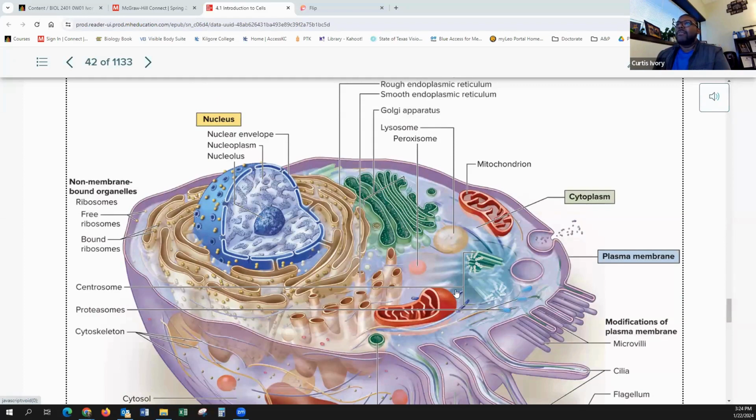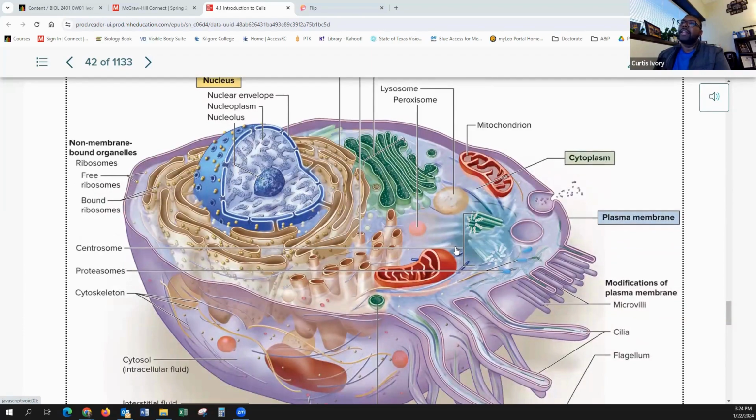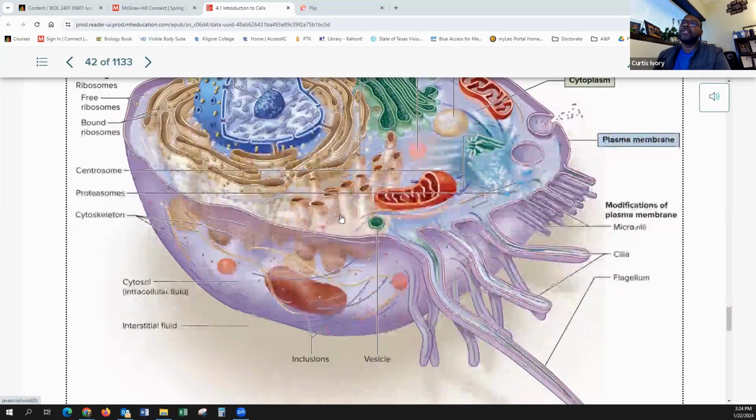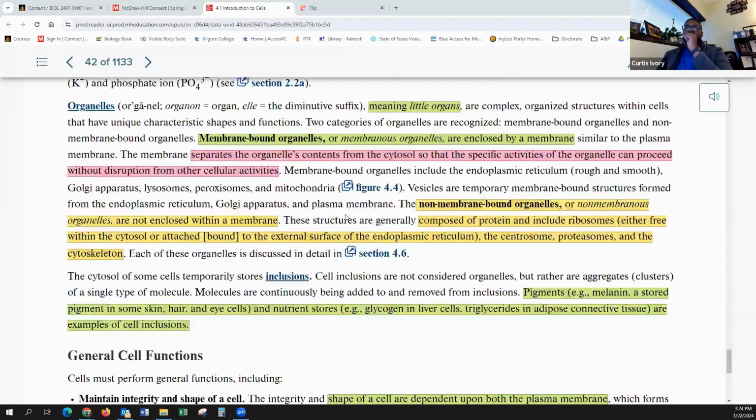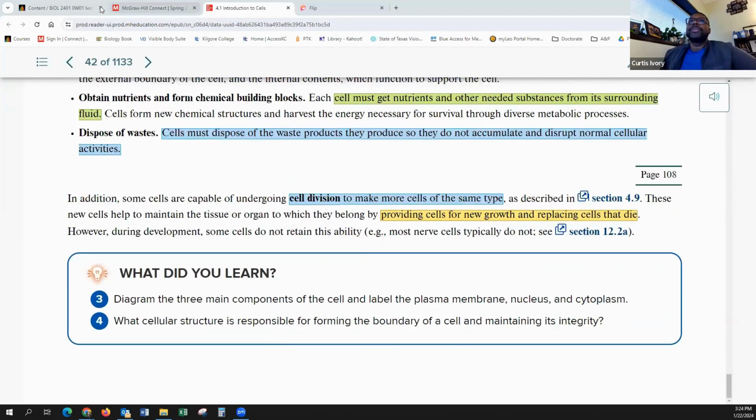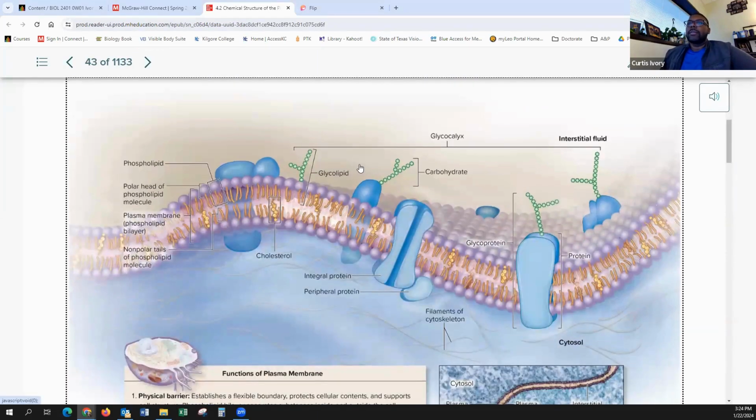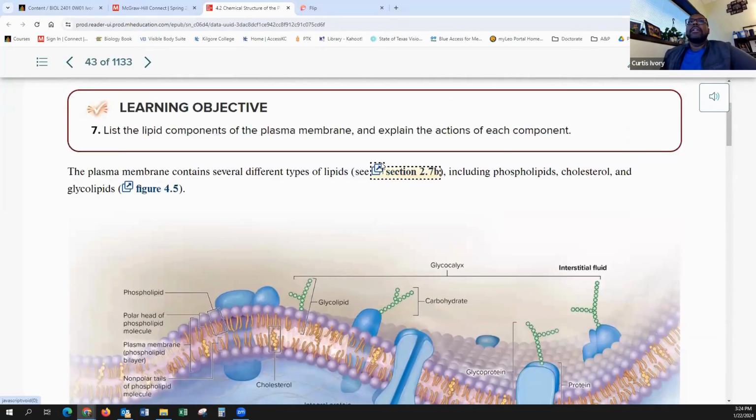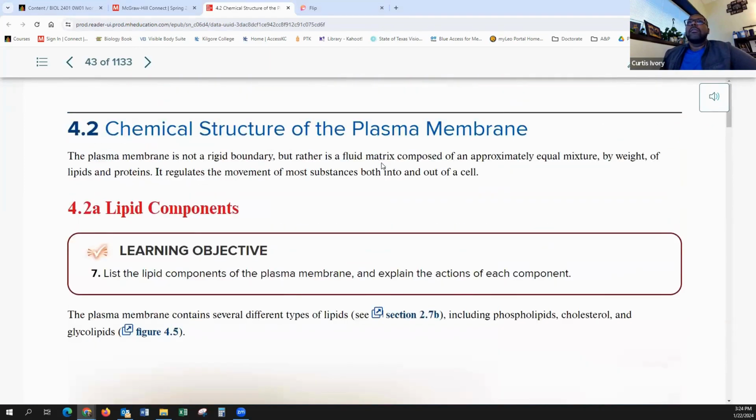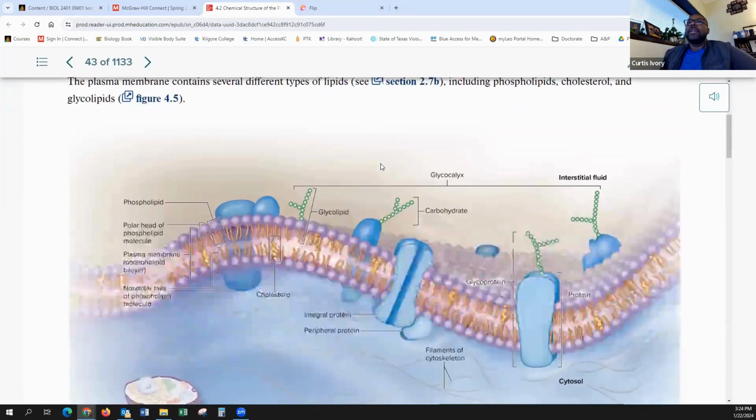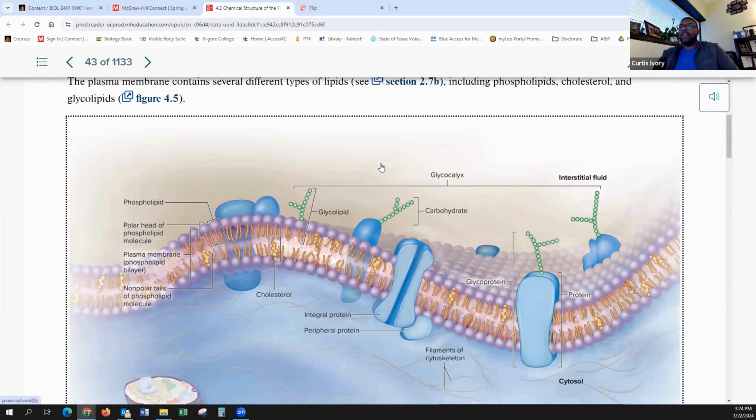And I believe that is most of everything for the cell, pretty much. As for identifying some of the key structures, it goes into detail underneath the picture as well. Now, for the plasma membrane, it has a very, very particular component and structure.